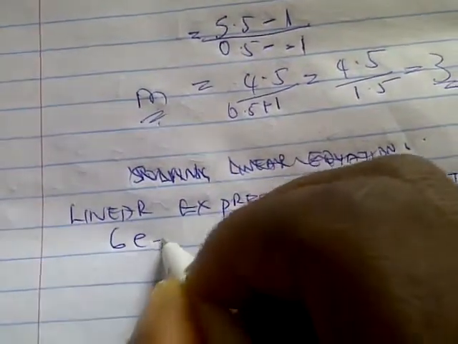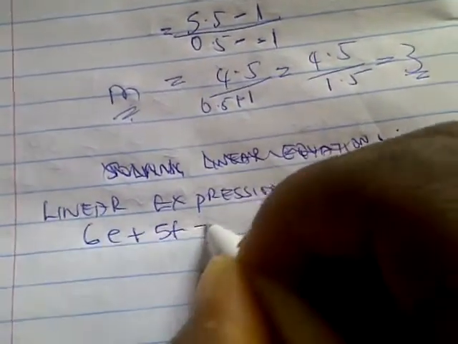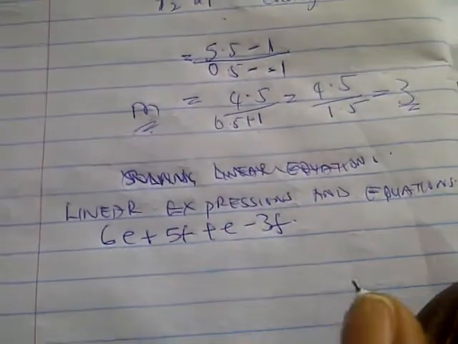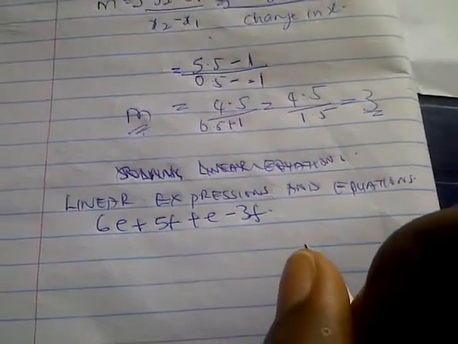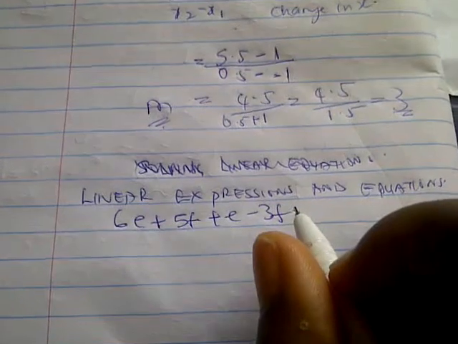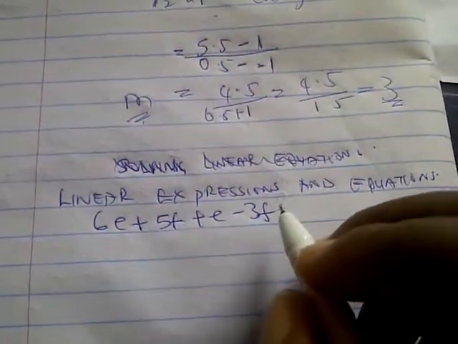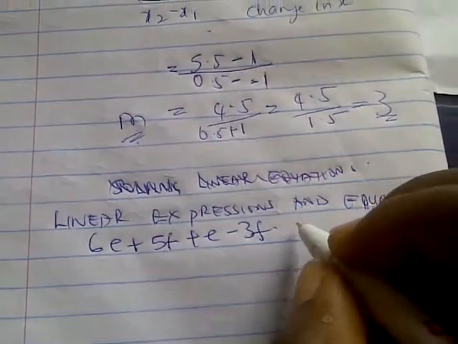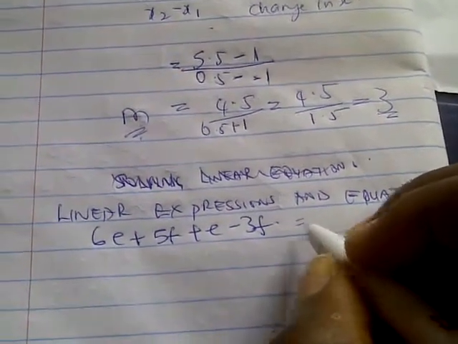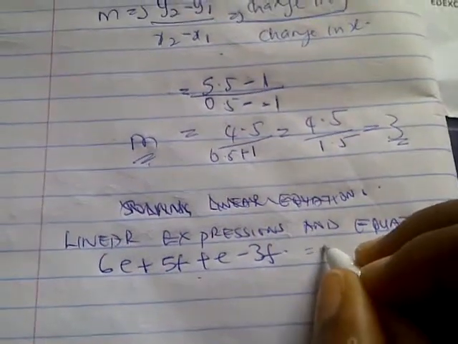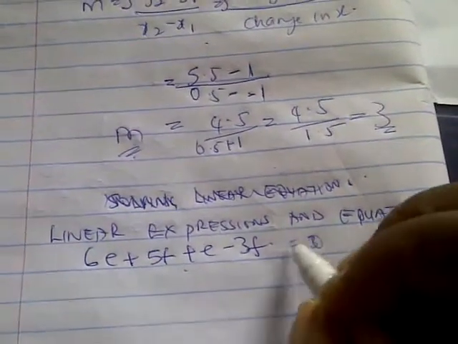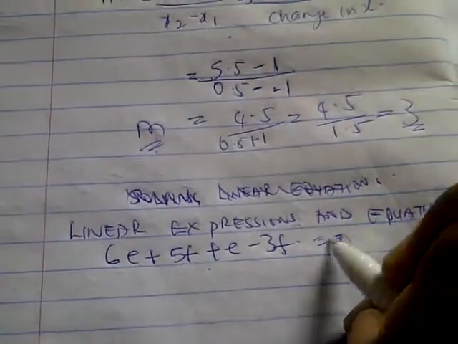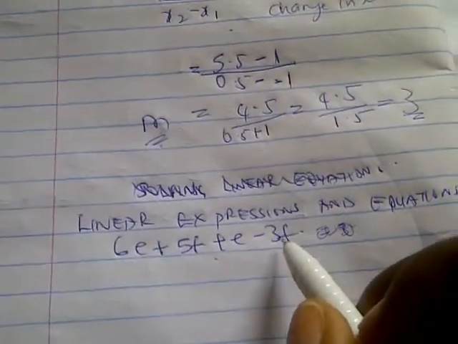For example, 6e plus 5f plus e minus 3f. What's the difference between a linear expression and a linear equation? A linear expression is just an expression in terms of x or y or e or letters and things like that, but it doesn't have an equal to sign. If it has equal to 3 or equal to 0, once an equal to comes in, it becomes a linear equation. Since there's no equal to sign, it's a linear expression.